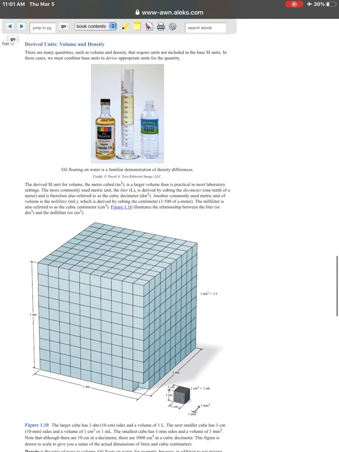Finally, the last example in here is going to be discussing the issue of volume and density, which is an example of a derived unit. If you remember, we said there were 7 base units. Well, there are also derived units. So these are units that come from the base units. Volume is derived, density is derived, meaning you need more than one base unit.